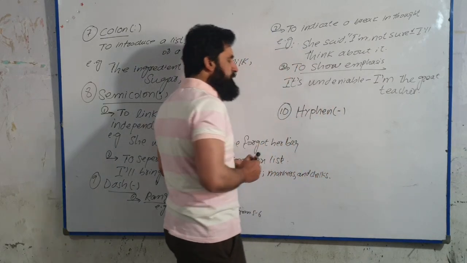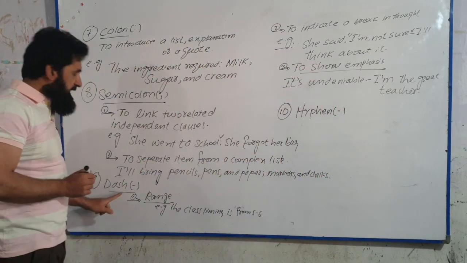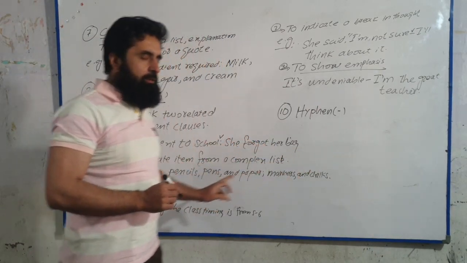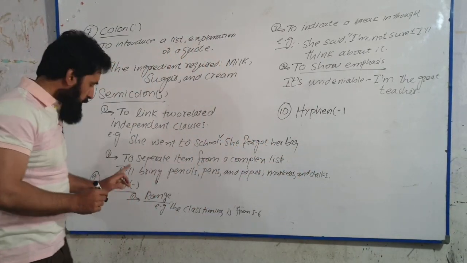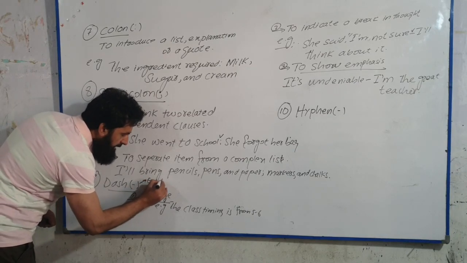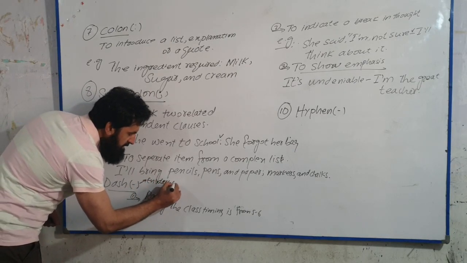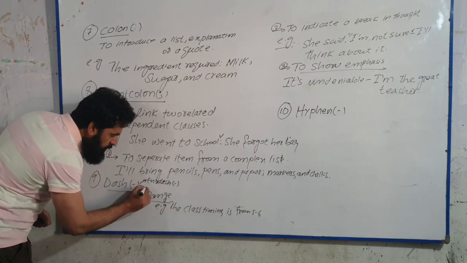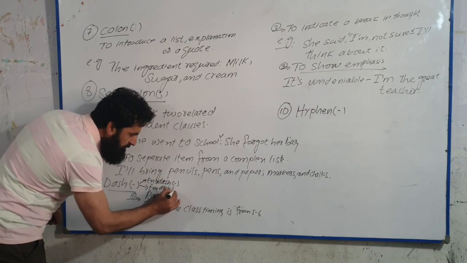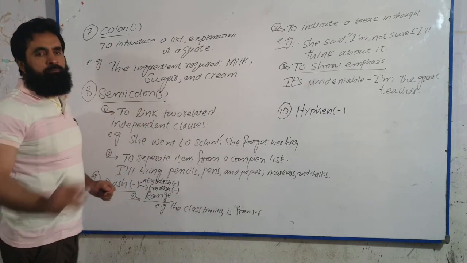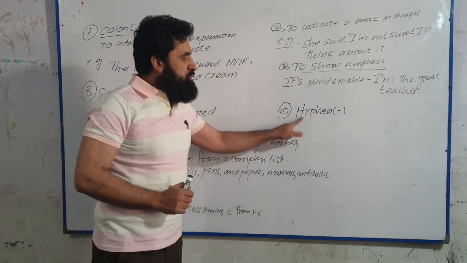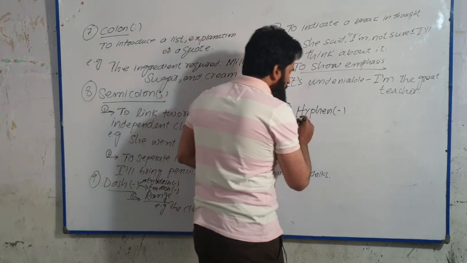But don't be confused between hyphen and dash. Hyphen is comparatively shorter in length than dash. Okay, and this dash could be en dash when its length is comparatively smaller, and it could be em dash when its length is comparatively bigger. Got it? So hyphen is shorter in length as compared to dash.